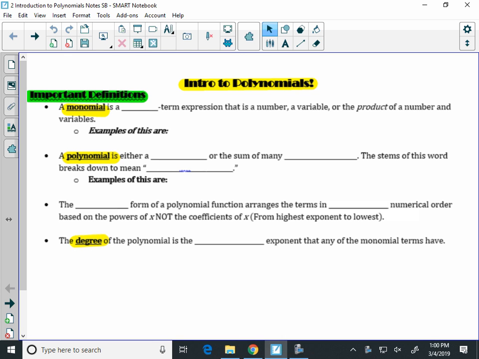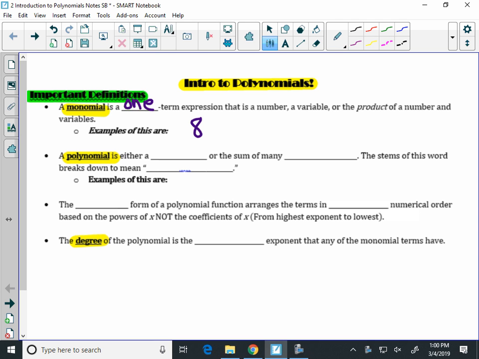Pictures. So let's see. A monomial. What does the stem mono mean? One. So a monomial is a one-term expression. For example, a one-term expression could be a number, such as the number 8.